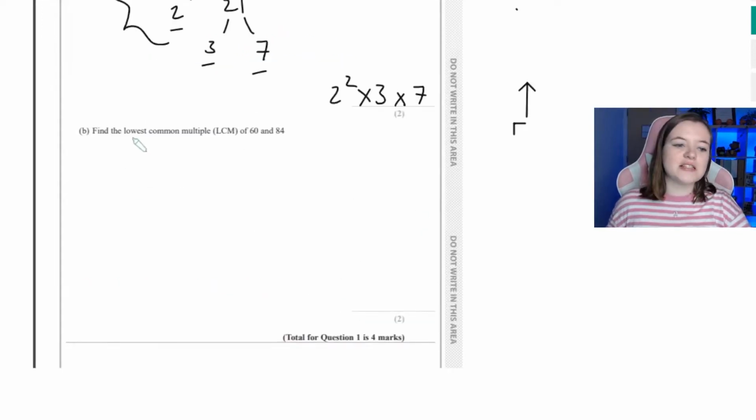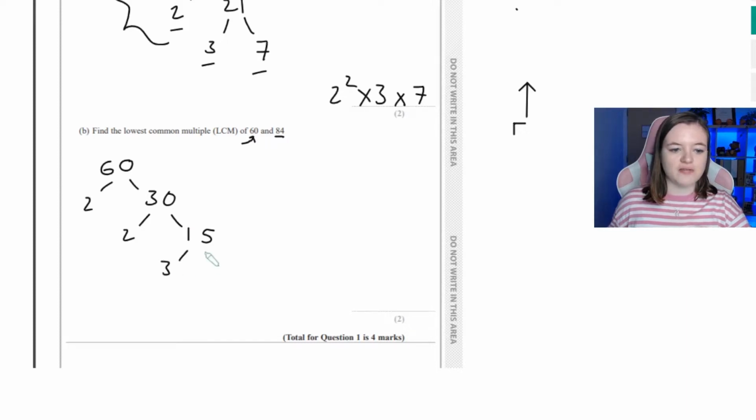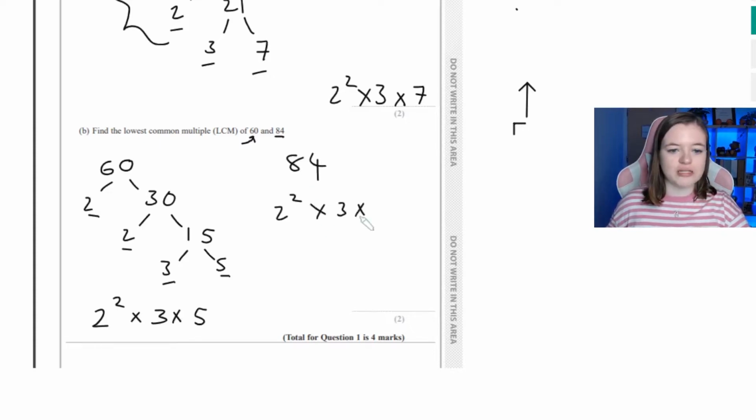Part B, find the lowest common multiple, LCM, of 60 and 84. So for this, we've already got a factor tree for 84. We need a factor tree for 60. So let's do that. So 60's factor tree is 2 and 30. 2 and 15, and then 3 and 5. All these are also prime. So 2, 2, 3, 5. So then we have 2 squared times 3 times 5. Then the one for 84, that gave us 2 squared times 3 times 7.